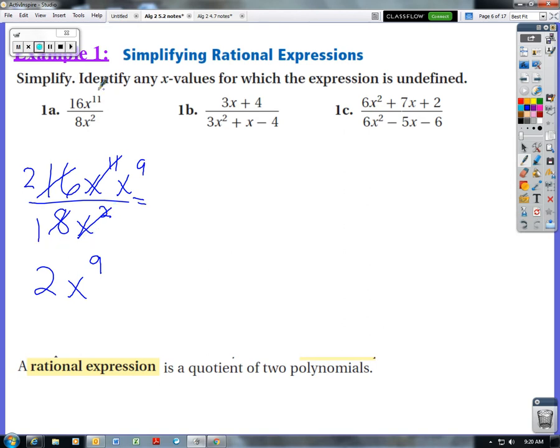This is undefined. You have to look at the original to see where it's undefined. If I have a 0 here on the denominator, that's going to cause it to be undefined. So x cannot equal 0.